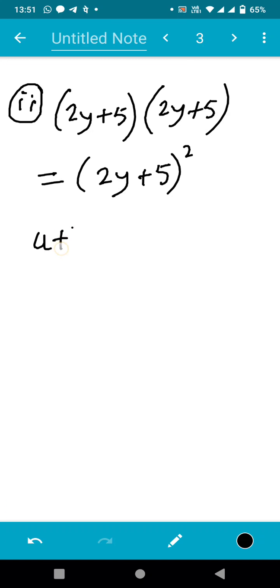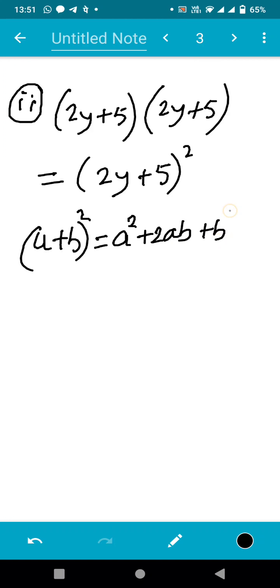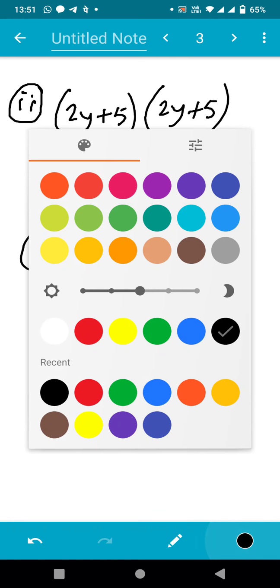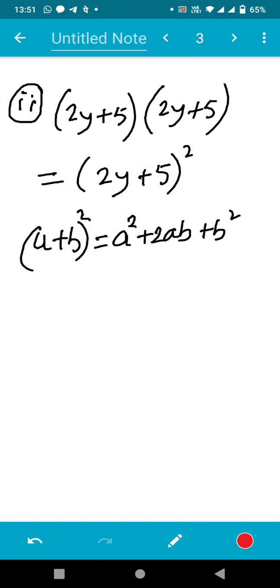So you have to write it down, students. Every time wherever you are using the identity, you have to mention it. So a square plus 2ab plus b square. Now put it inside the bracket or box if you want. So I will put it inside the box just to highlight.